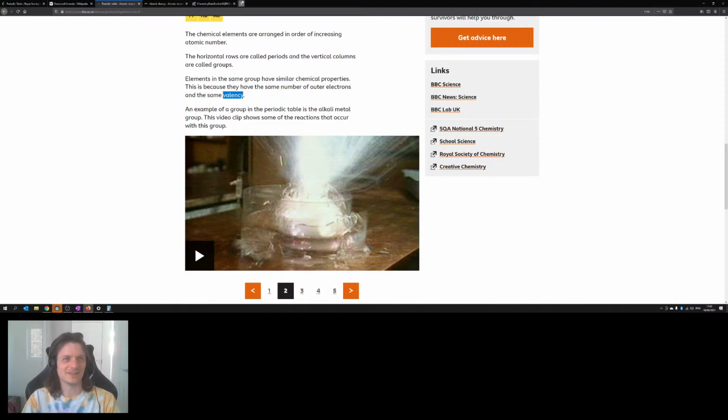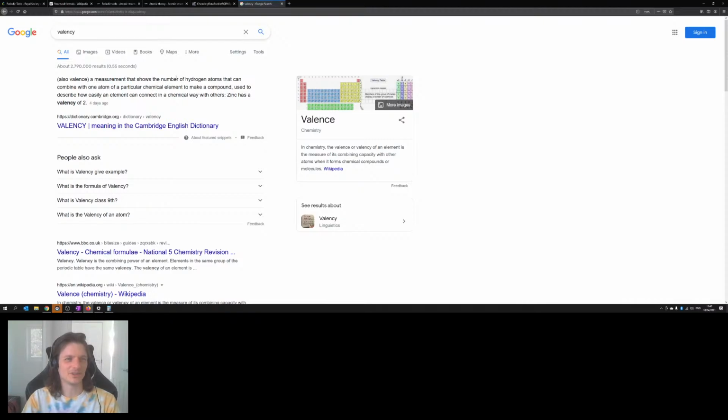Oh yeah, this word, valency. Valency is a measurement that shows the number of hydrogen atoms that can combine with one atom of a particular chemical element to make a compound. Not this again. I need to go to sleep or something.